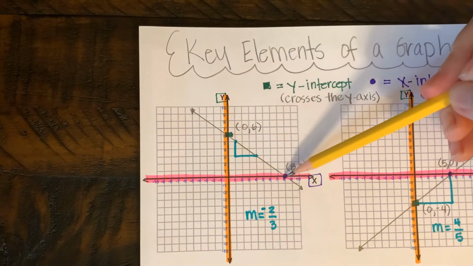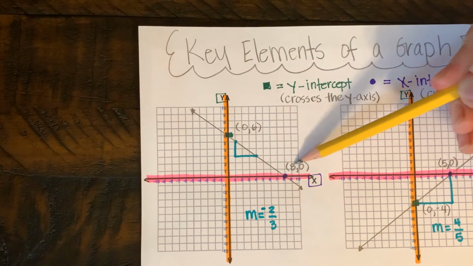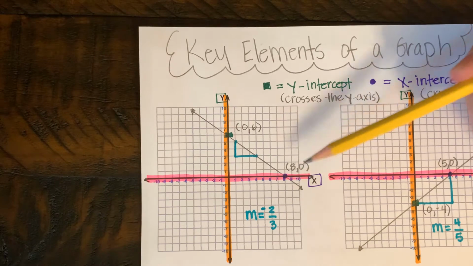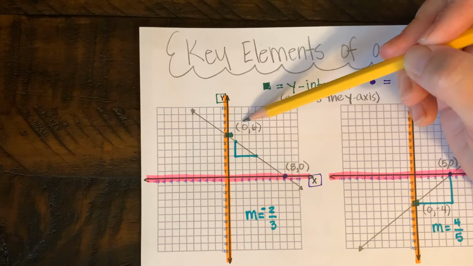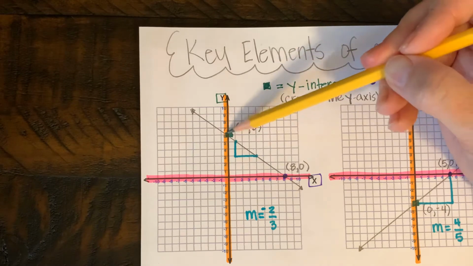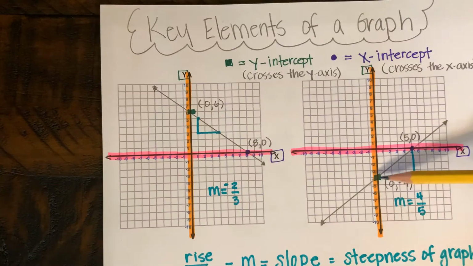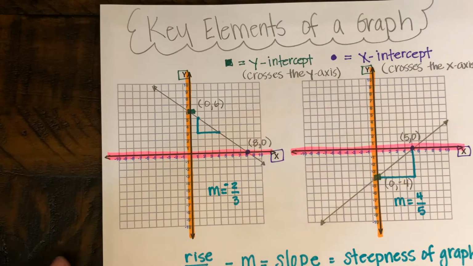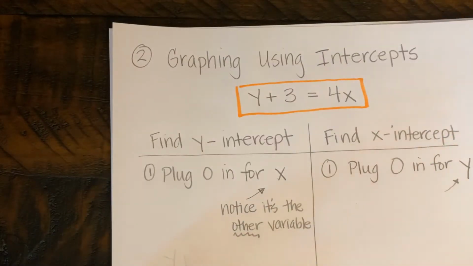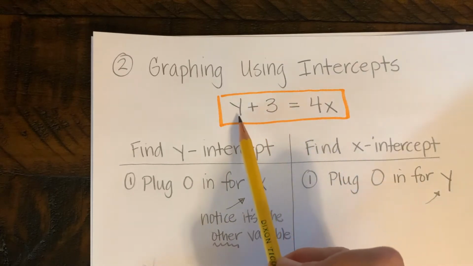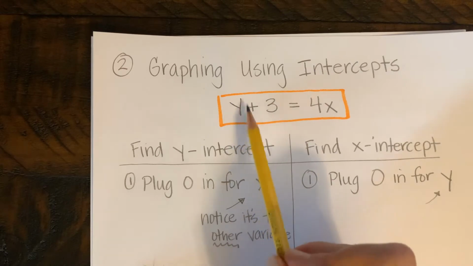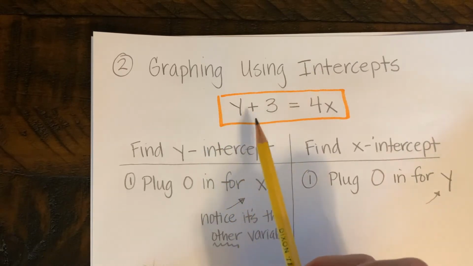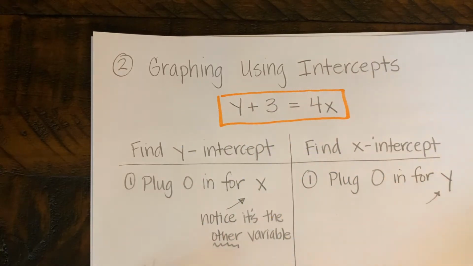Here, our graph is crossing the x-intercept at (8, 0), and the y-intercept is (0, 6). So we're going to look for these 2 points so that we can graph our function. So to do that, here is my function or my equation. Notice it doesn't look the same. Notice that y is not isolated on one side. So sometimes using intercepts is really good for equations that are not in slope-intercept form.